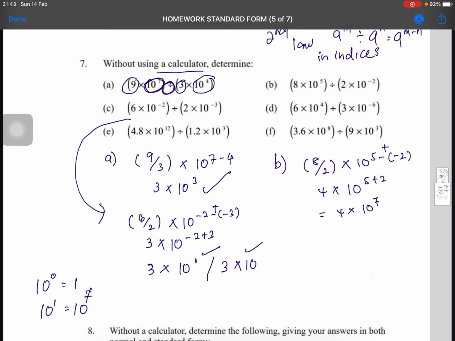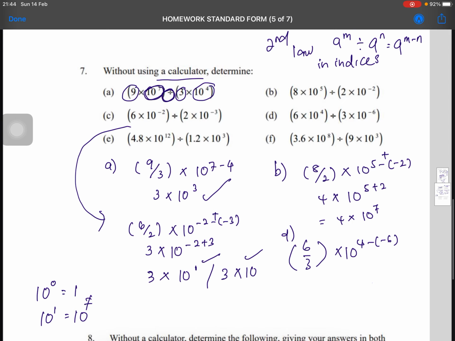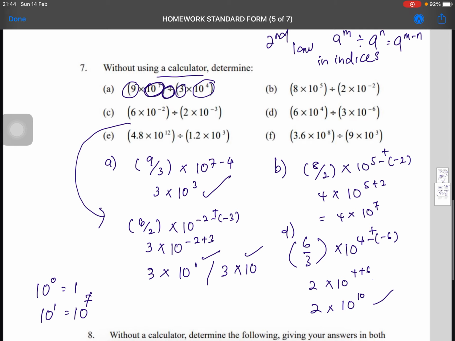Okay, for D, 6 over 3 times 10 to the power of 4 minus 6. Minus becomes plus. 2 times 10 to the power of 4 plus 6. 2 times 10 to the power of 10. Yes, in standard form.